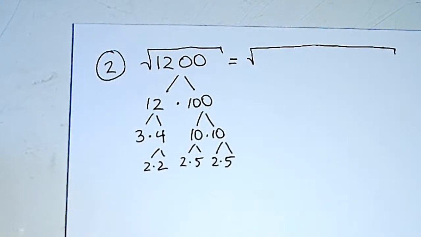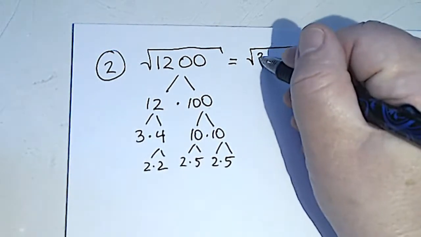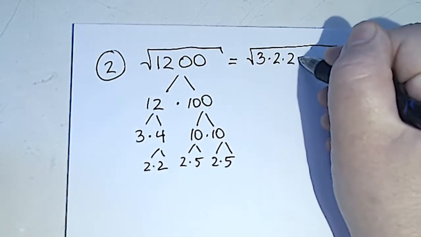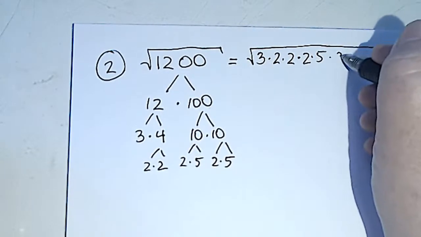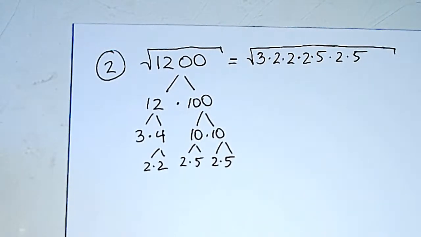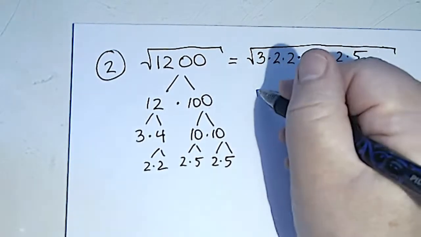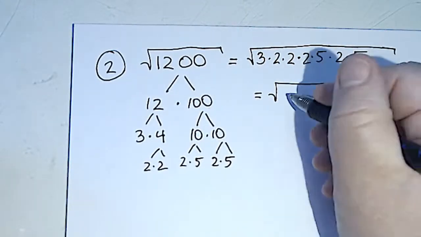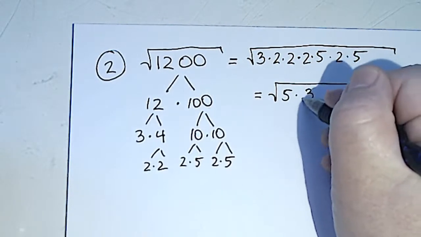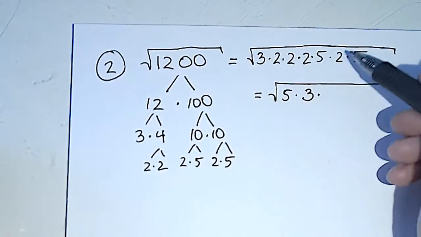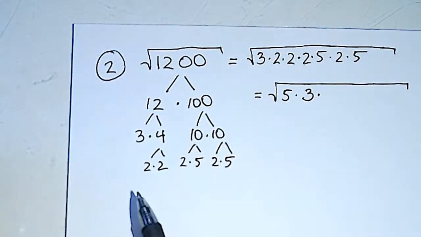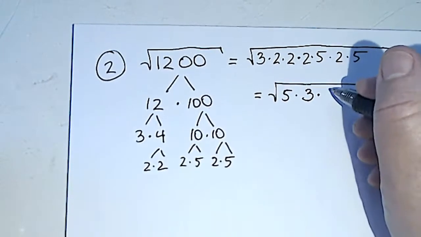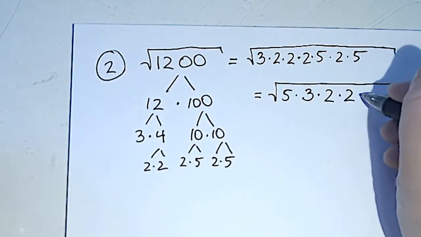So here is my cabin, my radical, and I'm going to write all of these numbers. So I've got a 3 and a 2 and a 2 and a 2 and a 5 and a 2 and a 5. Now, if you've got a whole string of prime factors like this, what you might want to do is write them in, again, descending order. Descending order works for everybody. Let's see, I got a 5 and a 3 and 4 2s.